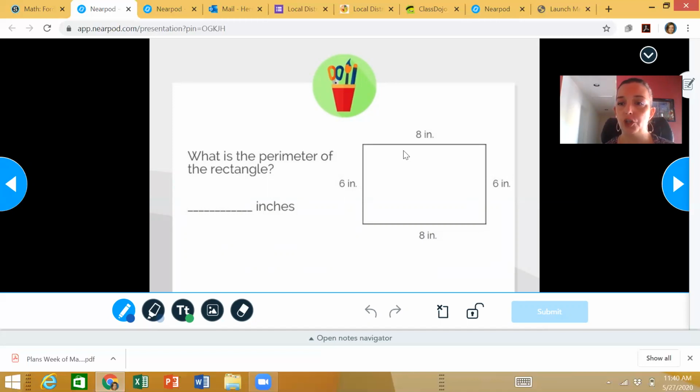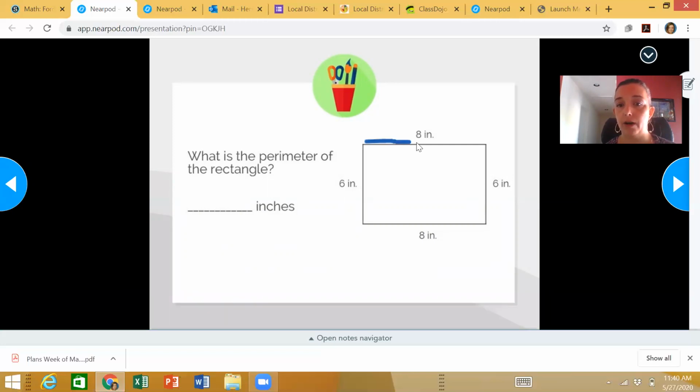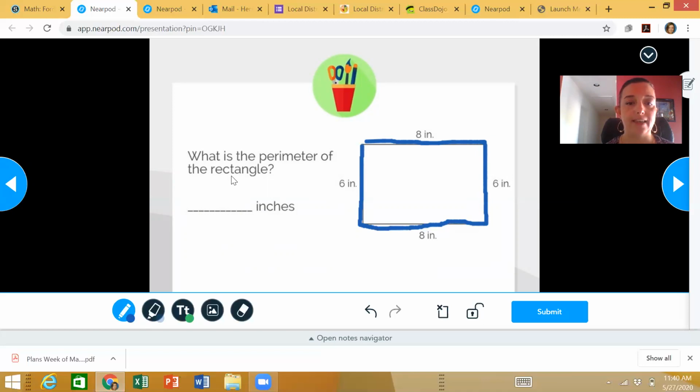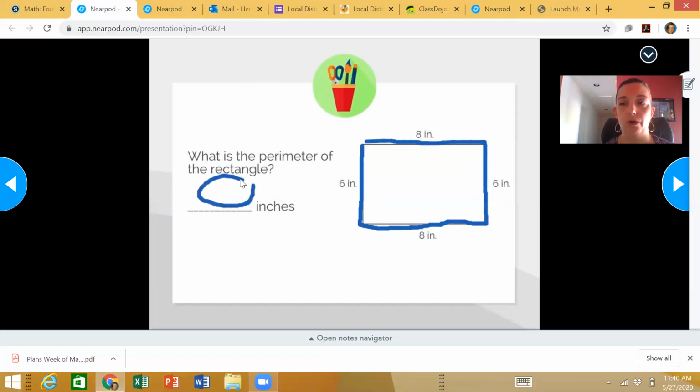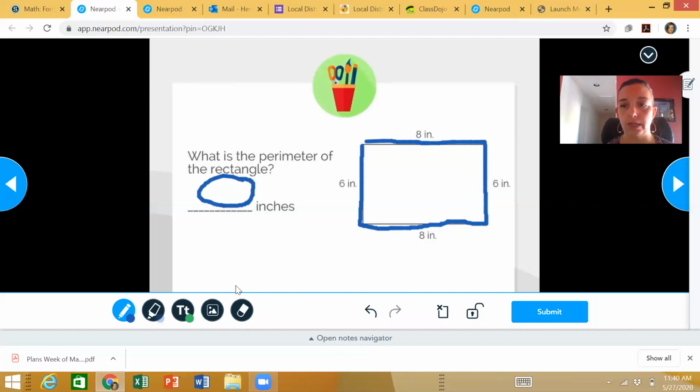So you're going to use the information that you know to figure out what is the perimeter of this rectangle, right? Knowing that the dimensions, the length is 8 and the width is 6, what is the perimeter? Okay. You're going to find that answer and you're going to write it in here using your mouse. And then you're going to click submit.